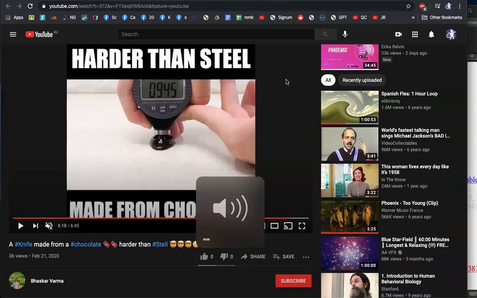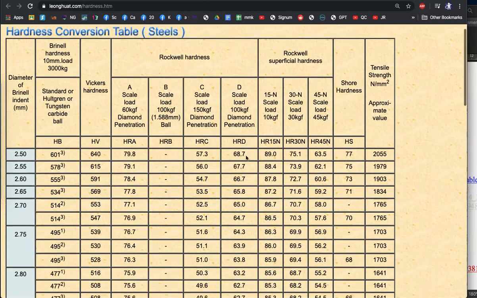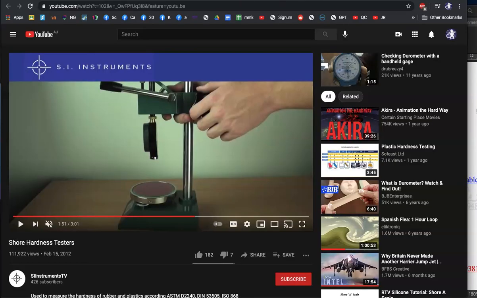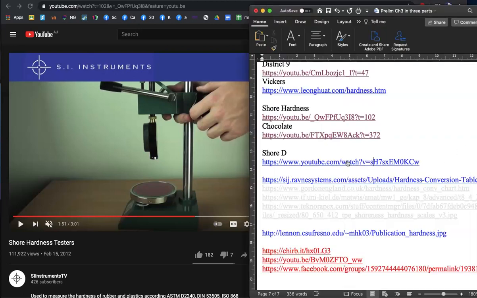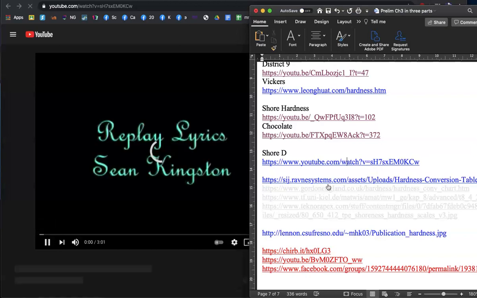Okay, so this chocolate is reading on the Shore D hardness test 94.5, which, even though there's a 0 there, it looks like it's actually pretty close to the maximum for the scale. Shore D, well, this one here doesn't even go up past 6. Let's have a look. So that's Shore D. Yep, that's the chocolate test. Oh yeah, okay. And then here.